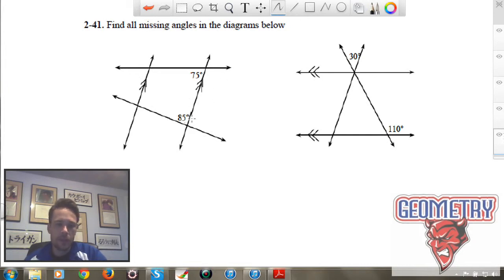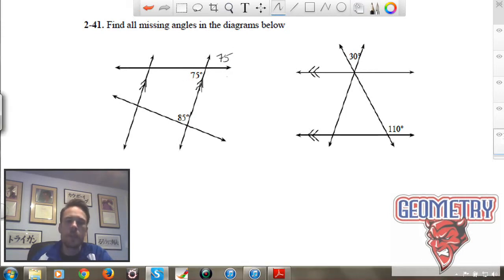So I'm going to basically just talk through how I would go about it, and the things I would see as I'm working my way around here. Starting with a 75-degree angle, the first one I can easily find is its vertical angle right here of 75. And I also know that the angles right next to it, adjacent to it, are going to be the supplements of 75. Supplements add up to 180, so 180 minus 75 is 105. So both of these angles are now 105.